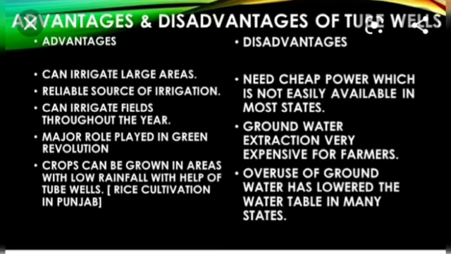Where the availability of water is less, where there is low rainfall, cultivation becomes possible with the help of tube wells. The best example is rice cultivation in our state, the state of Punjab. The disadvantage is that it requires a continuous supply of cheap power, electricity, which is not easily available in many of the states.